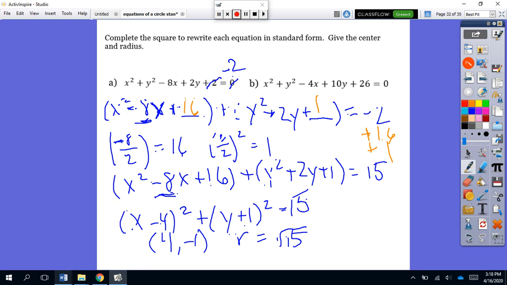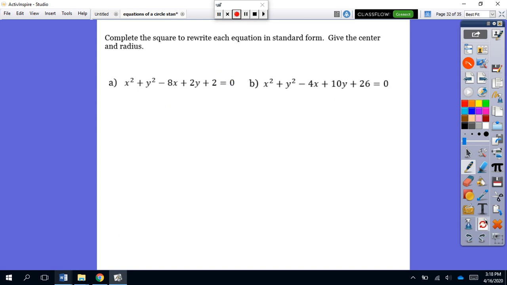Okay, so make sure you copy that down, and then I'm going to clear the page. So if you have to stop the video, write it down, and then I'm going to clear the page so I can do the second one.